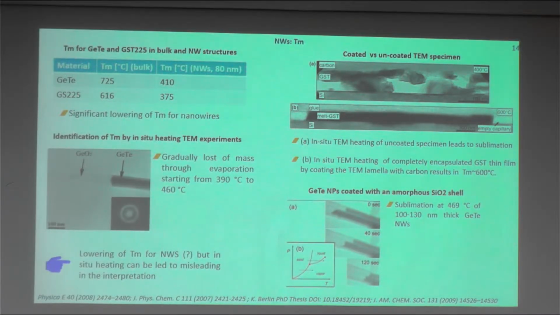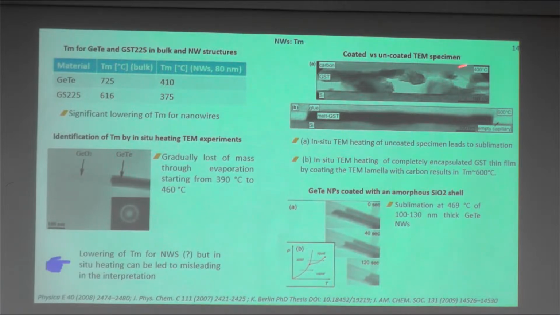How to identify this melting temperature? It's also not so easy because you have a low amount of material. Here, this melting temperature was identified by using an in situ heating TEM experiment. Here, they heated the nanowires up to different temperatures, and they found material loss between 319 and more. But if you do such an experiment, you should be very careful because you need to coat your material, because material can evaporate even in vacuum.